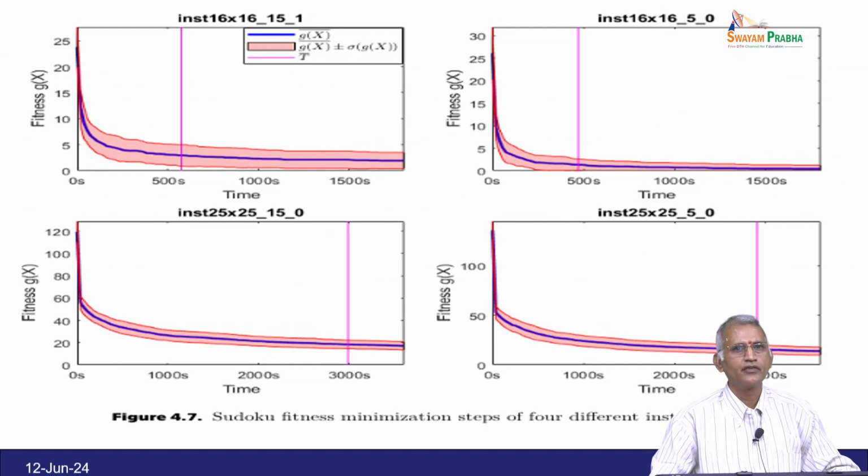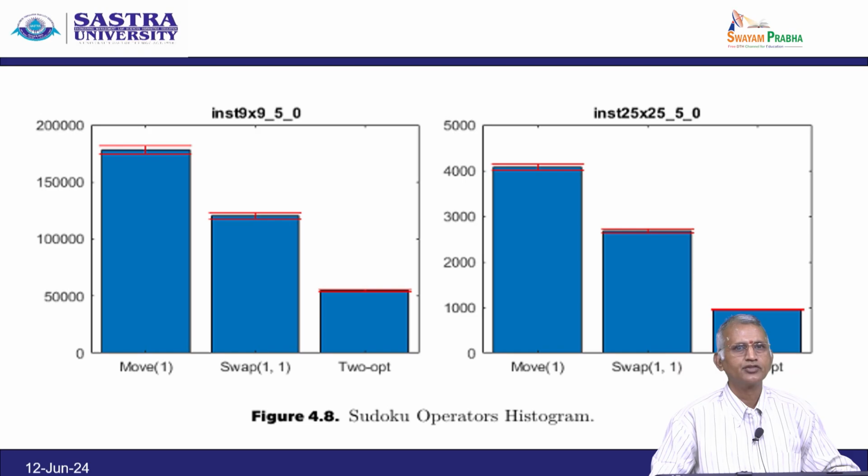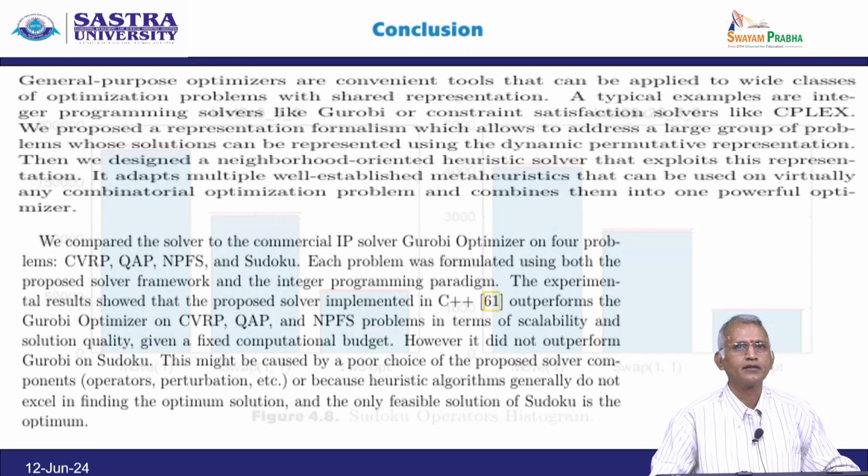So, this is the Sudoku fitness over time for 4 different instances, and this is a histogram of move 1, swap 1 and 2 opt. One is 9 cross 9, another is 25 cross 25.